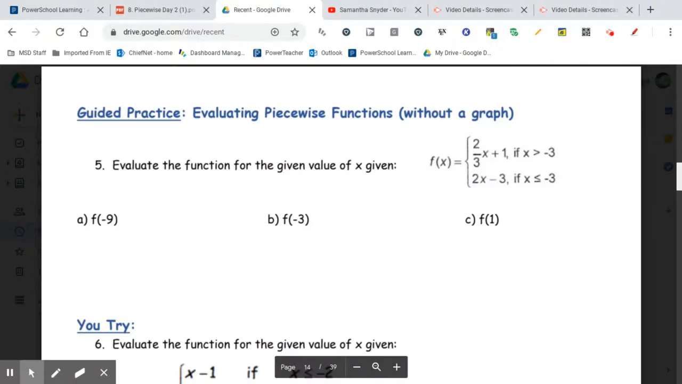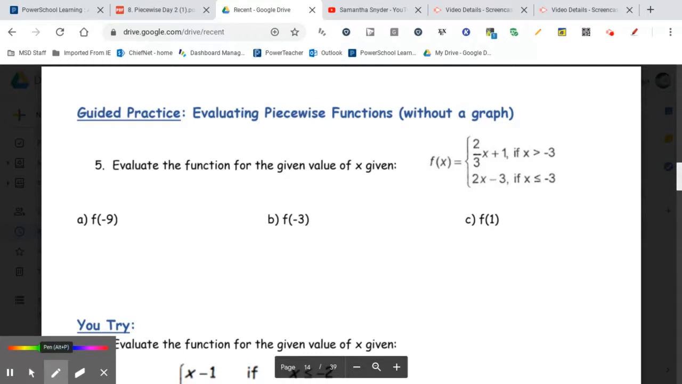Okay, this next part is evaluating the piecewise functions when you're not given a graph. We kind of did one of these yesterday, almost, but we're going to go more into it today. So it says evaluate the function for the given value of x. A is f of negative 9. So really what that's asking is what is y when x is negative 9?